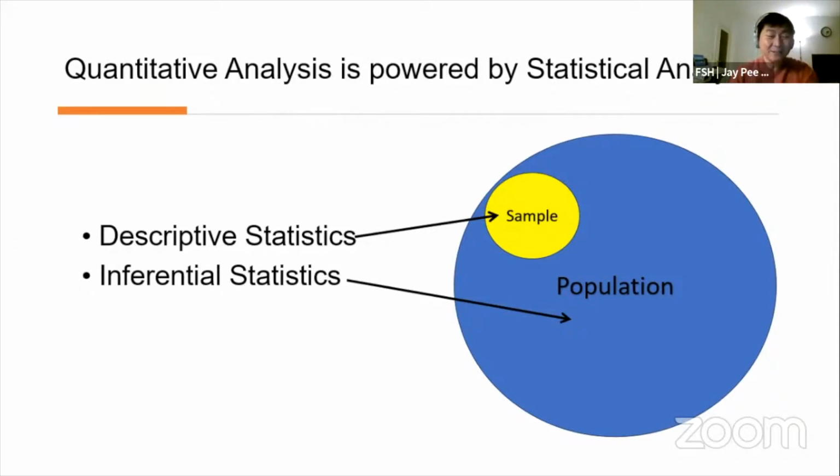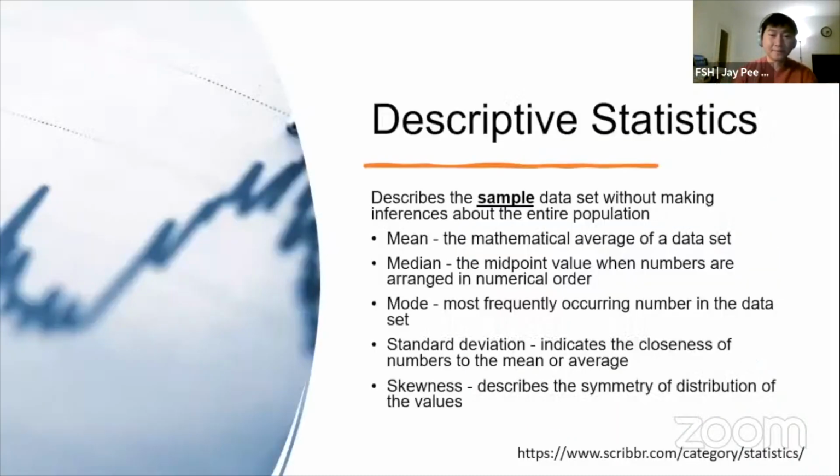So, yung inferential statistics naman po makes predictions and inferences, so it involves itself with the entire population. So it makes assertions about the entire population and not just the sample. Okay, so let me just define these terms. So descriptive statistics, as I've said, is describing the sample data set without making inferences about the entire population.